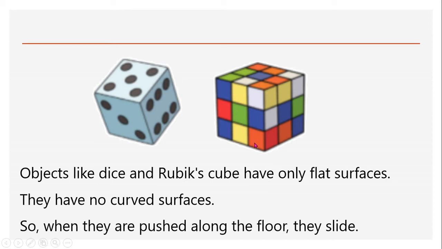Dear children, please understand the difference between rolling and sliding. If an object has only flat surfaces, as shown here in the case of a Rubik's cube or a dice, when such objects are pushed along the ground, they will just slide. That means the face which is in contact with the floor will be in contact with the floor throughout its motion. The point of contact of this object with the floor will not change. But in case of spherical objects like a marble or a ball, when we push them, they roll along the floor or ground, where the points of contact of the ball with the floor go on changing as the ball or the marble moves.